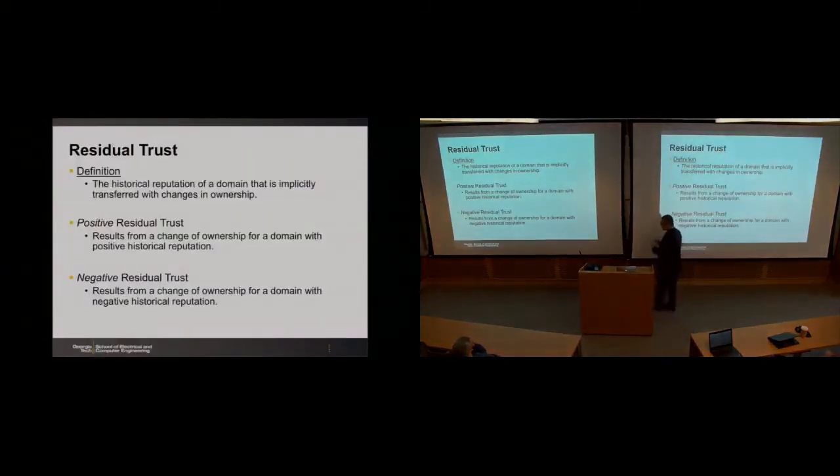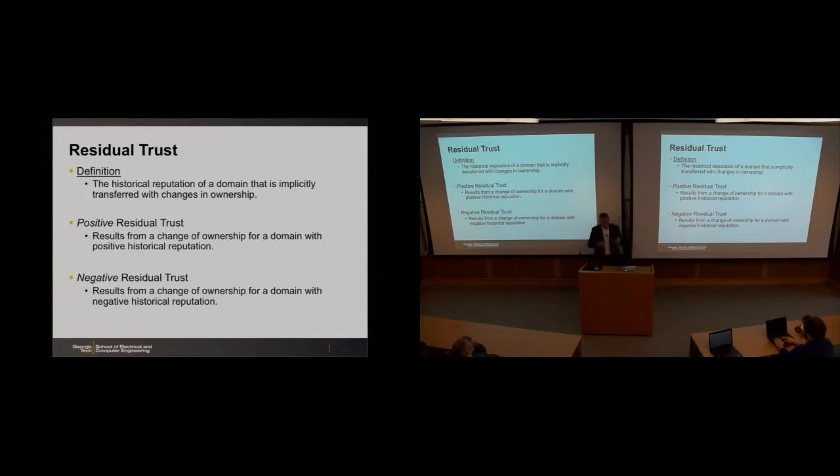Let's start by defining the residual trust, and I think we talked about this. It's the historical reputation of a domain name that is implicitly transferred with the changes. And we gave an example with Google of positive residual trust. And the negative residual trust is effectively the opposite, when you have a domain name that's associated with malicious activities, and suddenly that domain name becomes available to the market, and someone can go and register it. If you register it and try to use it for a benign reason, you will have problems because most likely you're already in a blacklist. You will not be able to use it.